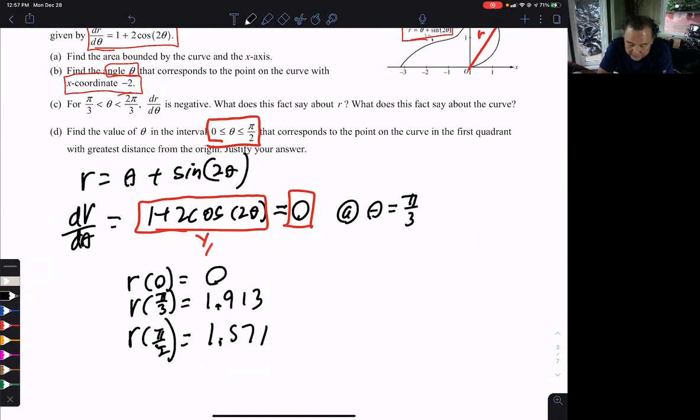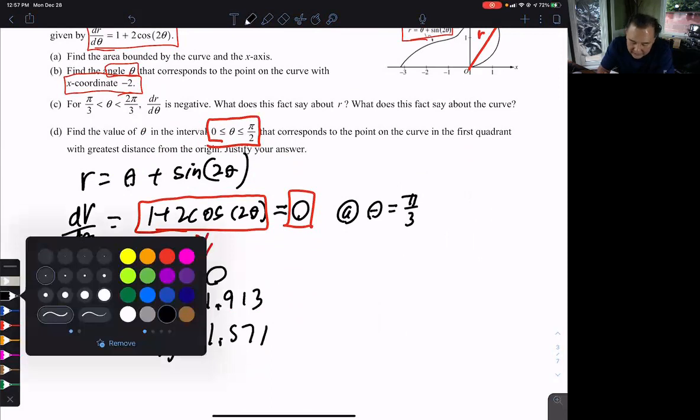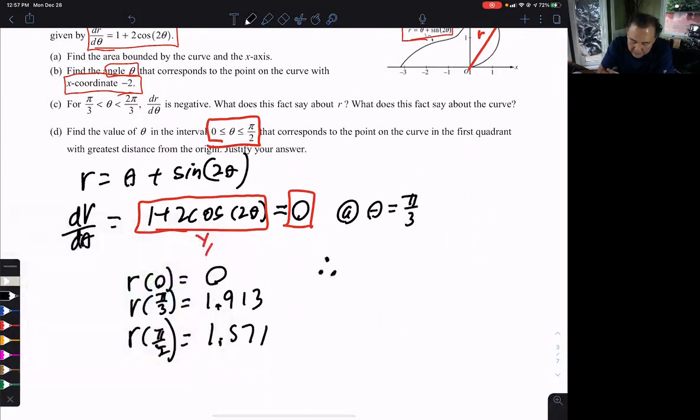And let's read the question. Find the value of theta that corresponds to the point on the curve. They don't want the greatest distance. They want theta. So you would say, therefore, how would we write that? What's the question? The point in the first quadrant with the greatest distance from the origin.